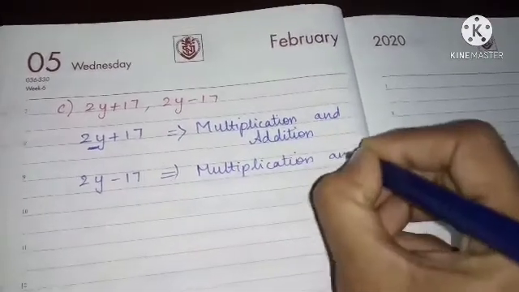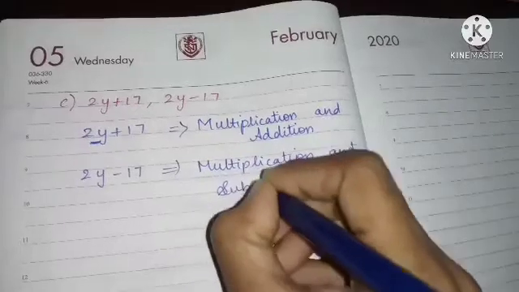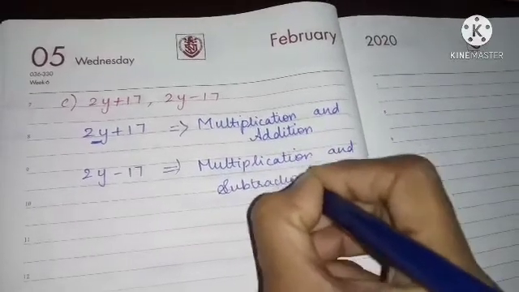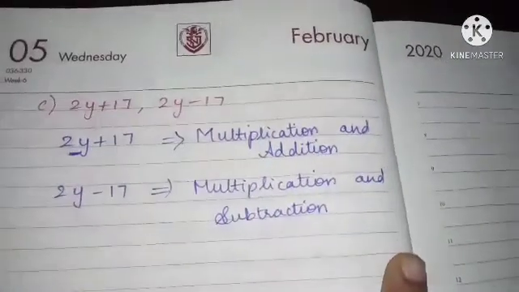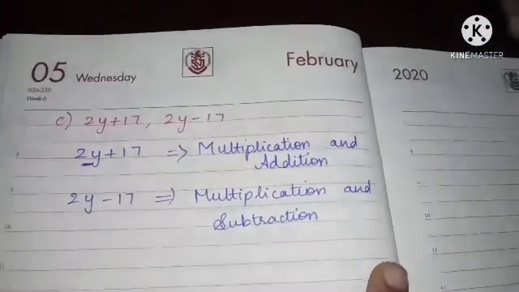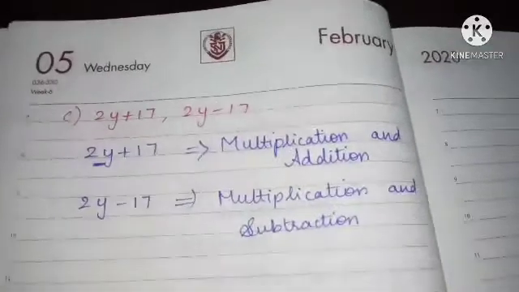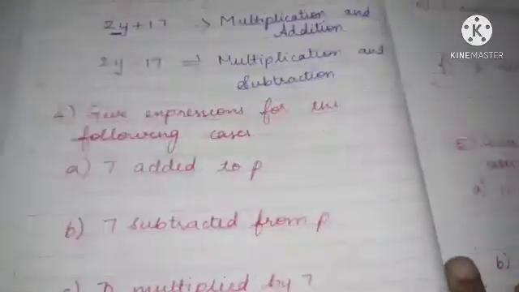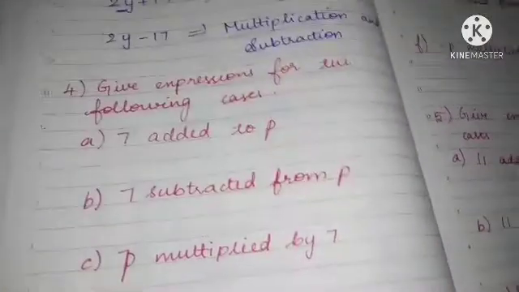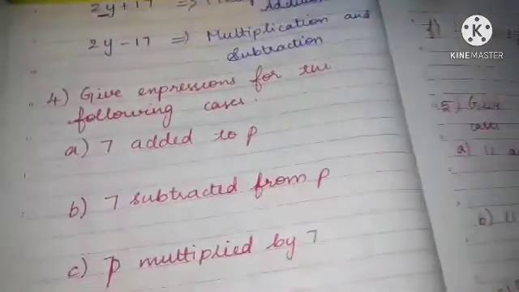Multiplication and subtraction. Okay, so here both are used. So then your D subdivision, third sum, is your homework, children. Okay. Next is your fourth problem. So here what is the question?